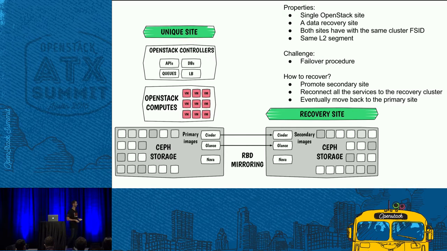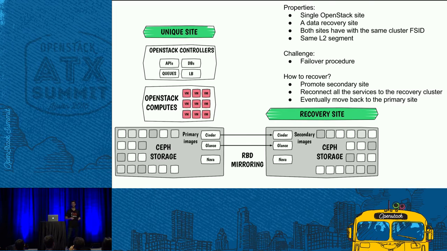Same goes, of course, for the L2 segment. So it's fairly easy, but depending on how you deployed both sites, depending on the distance between both sites, this is not a permanent relocation of the services, which means that at some point you will have to roll back the images that are now being used on the second cluster into the initial one.